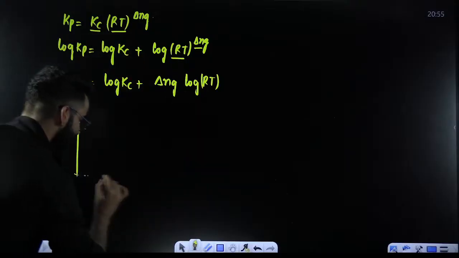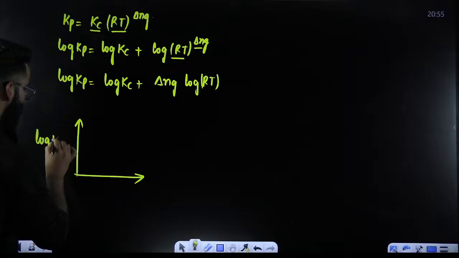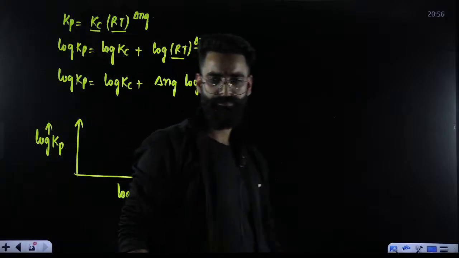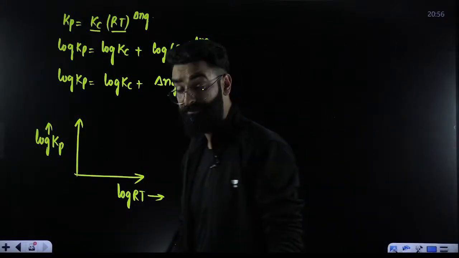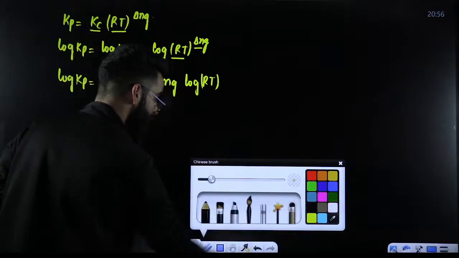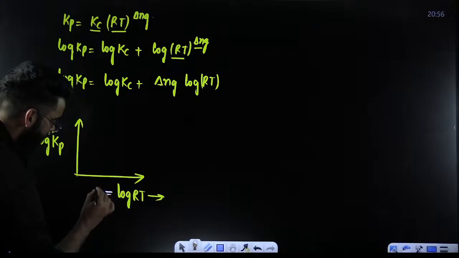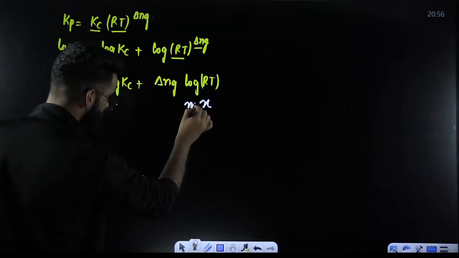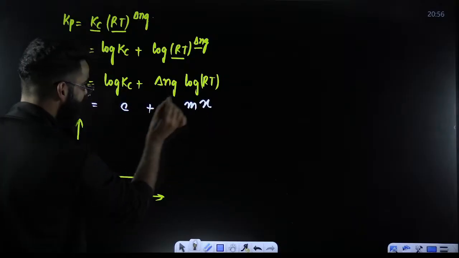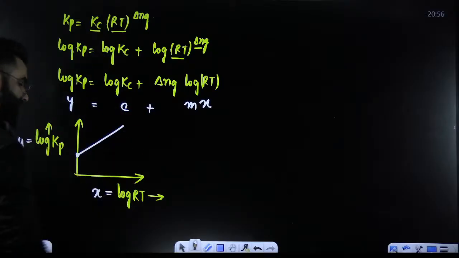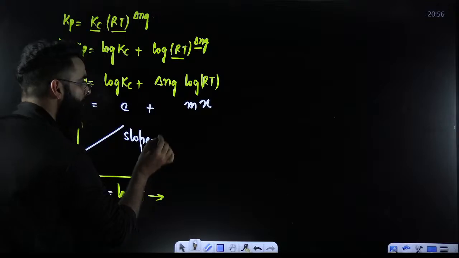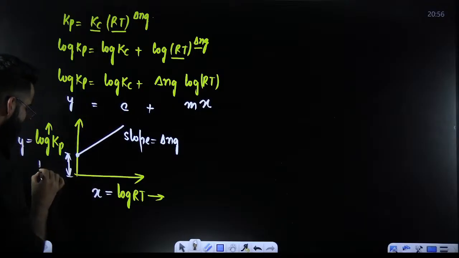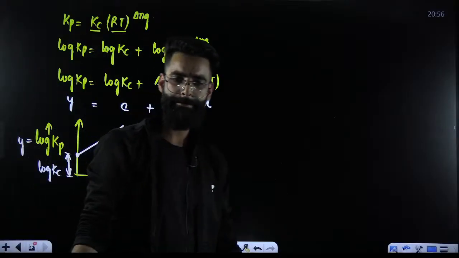For example, I am asking you to make a graph between log of Kp versus, for example, log of RT. Can you make this graph on your own? You should be in a position to make it. Now, you know how to make the graphs. Log of Kp you're plotting along y-axis, log of RT along x-axis. So log of Kp is your y, log of RT is your x. This term is going to be your m, this term is going to be your c. So y is equal to mx plus c, a straight line. If I ask you what about the slope of this curve? Slope means m. What is m here? M is nothing but delta Ng. If I ask you what is the intercept here? Intercept means c. What is c here? C is log of Kc. Sorted? Right?